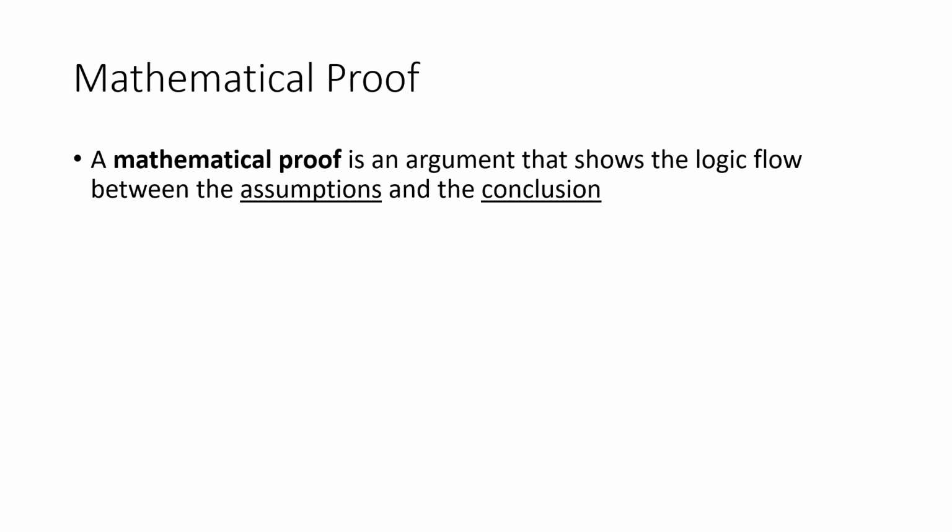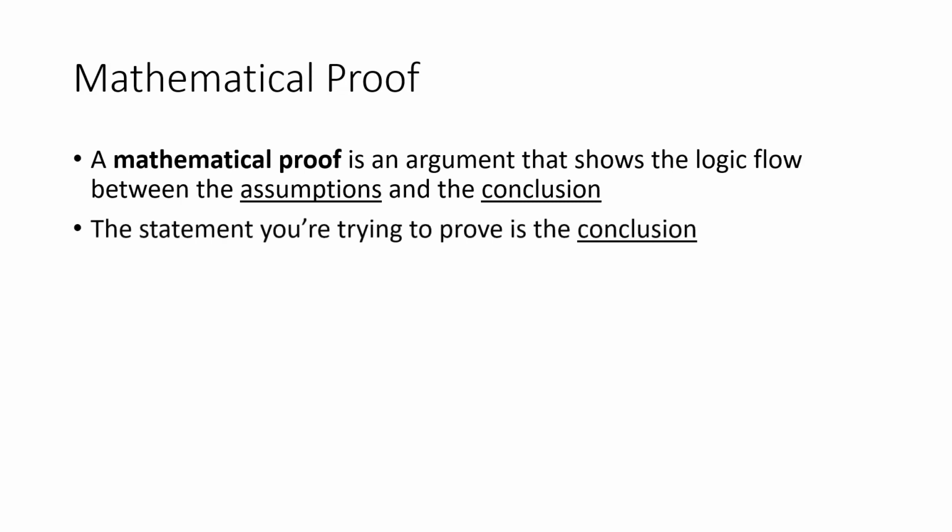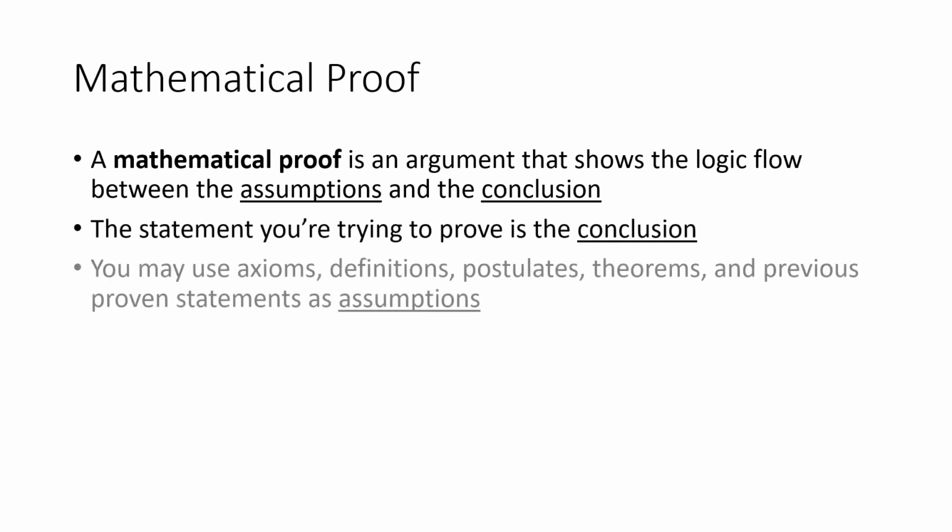Now, it's not just straight from assumption to conclusion. There's a flow. So usually there's more than one thing. And the statement you're trying to prove is the conclusion. What you start with is your assumption. You can use axioms, definitions, postulates, theorems, and previously proven statements as assumptions. So you're taking your beginning statement and you're moving it through these assumptions to get to your conclusion.